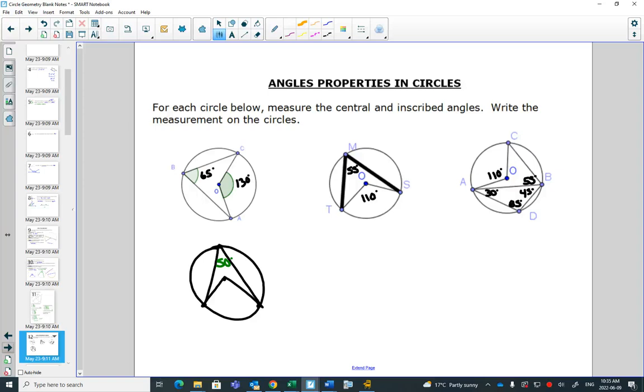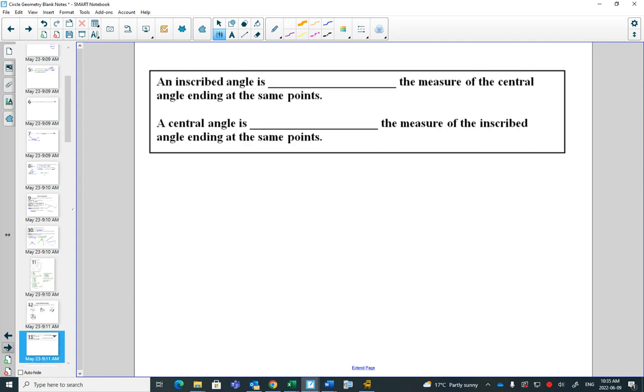There's a pattern in these ones. If you look at central angles and inscribed angles, and if you see it, you learn the first major rule of circles. This is 50 here. 100. It's 100. And this is our first major rule. An inscribed angle is half the measure of the central angle if they end at the same points. A central angle is double the inscribed angle if they end at the same points.